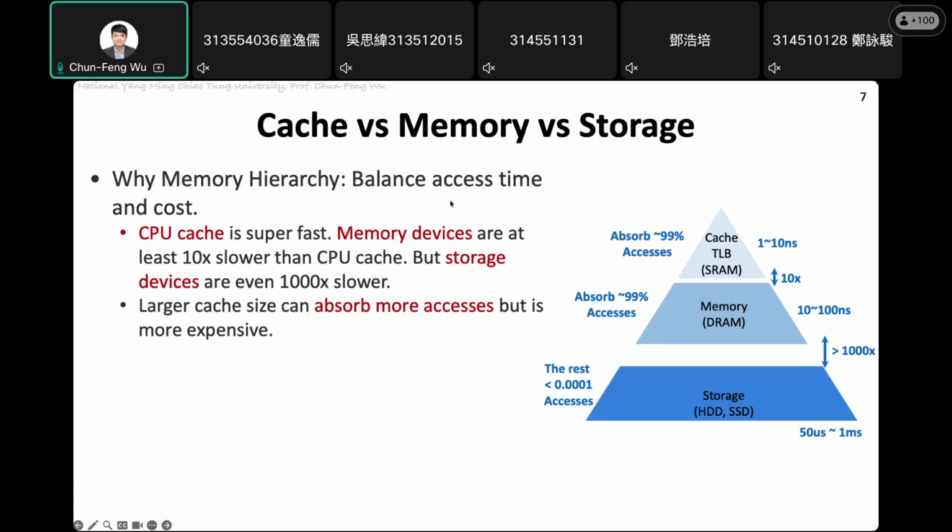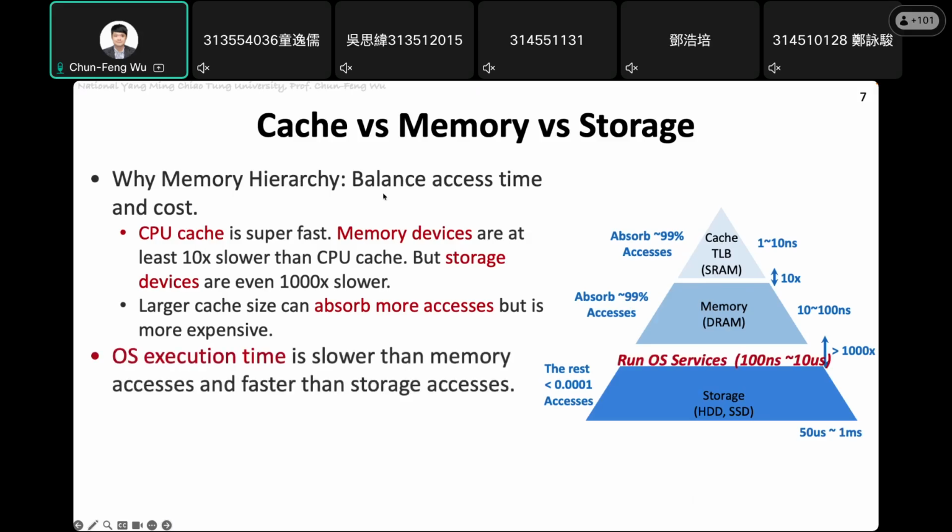Then this trade-off will not make sense. Okay, so this hierarchy makes sense. There's another reason, which is the locality part. Because of the strong locality, we can do this kind of balance between them. So here comes another thing, which is the operating system.